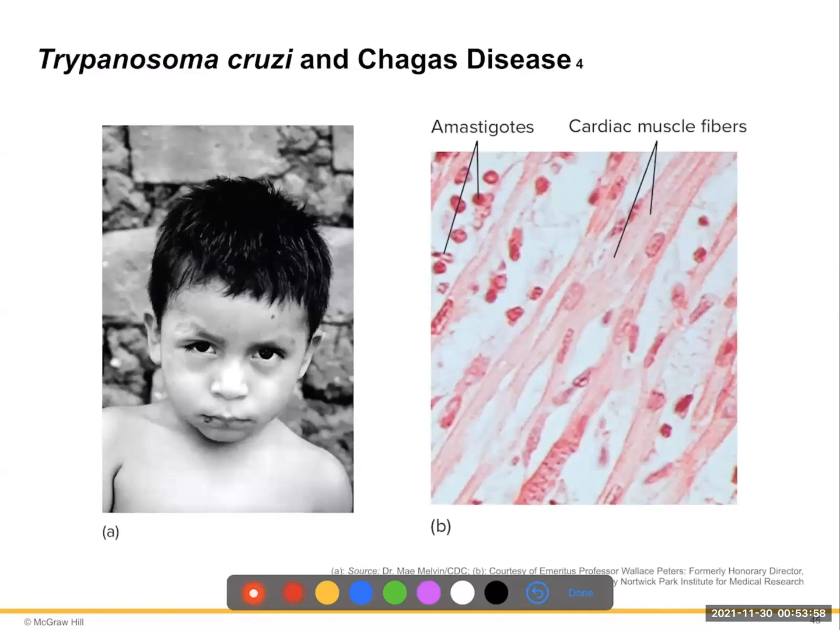You can see the bite marks by the mouth, the lips, so that's the opening portal for it. And you can see that this is cardiac muscle. Remember, they're circled, with no flagella. You can see them embedded in the cardiac muscle.